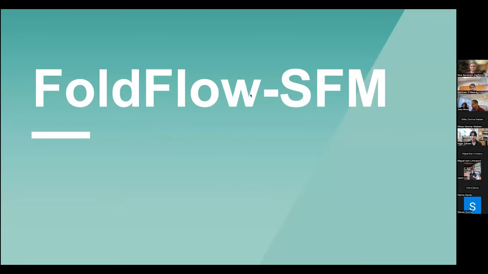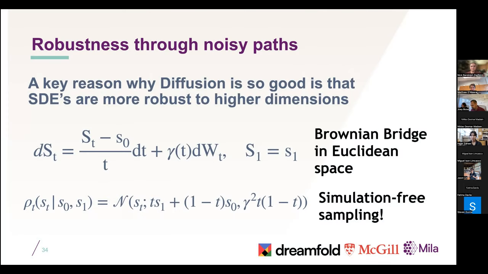So finally, we have a third model that we introduced, which is perhaps the most complicated model. The reason it's the most complicated is that, instead of defining deterministic paths, we want to define stochastic paths. Stochastic paths are interesting because one of the key reasons that diffusion works really well in higher dimensions for images and other domains is that it's more robust because of the noise. Because you're learning with noise, you become a bit more robust to it at inference time.